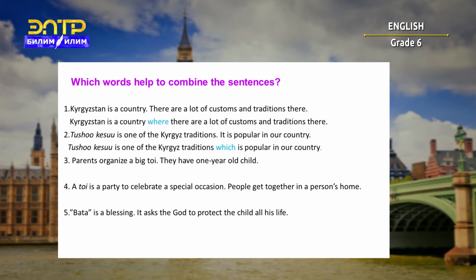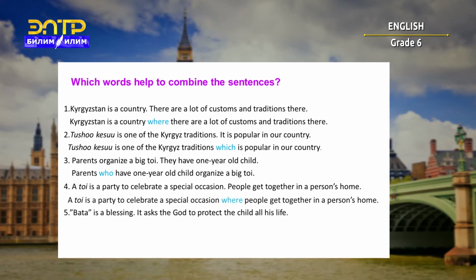The next, parents organize a big toy. They have a 1-year-old child. Parents who have a 1-year-old child organize a big toy. The fourth, a toy is a party to celebrate a special occasion. People get together in a person's home. Okay. A toy is a party to celebrate a special occasion where people get together in a person's home.